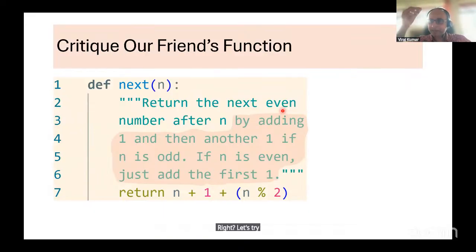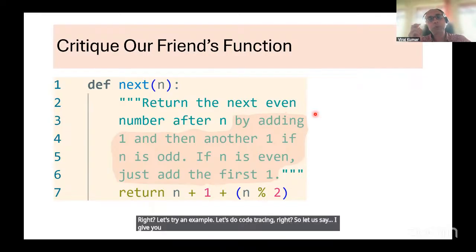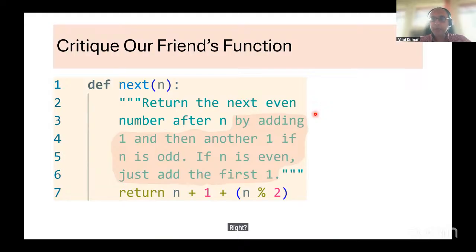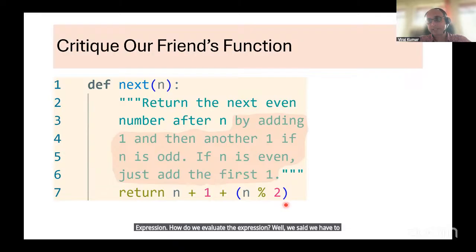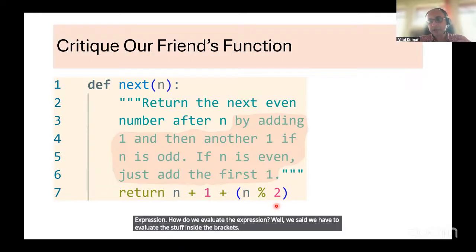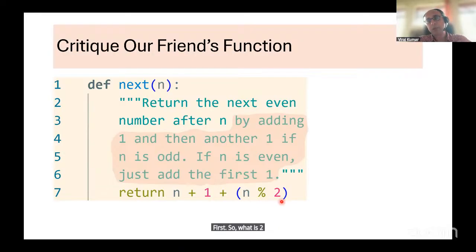Let's try an example. Let's do code tracing. So let us say I give you the number n equal to 2. What will happen? We will return this expression. How do we evaluate the expression? Well, we said we have to evaluate the stuff inside the brackets first. So what is 2 remainder 2? That is 0. So if n is 2, 2 remainder 2 is 0. So this is 2 plus 1 plus 0. So that is 3.